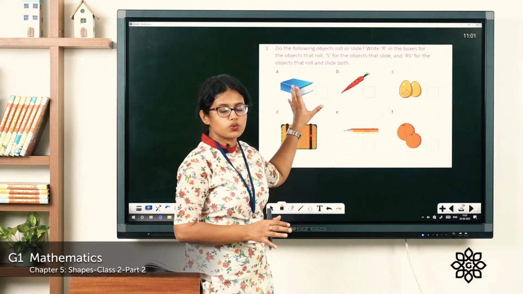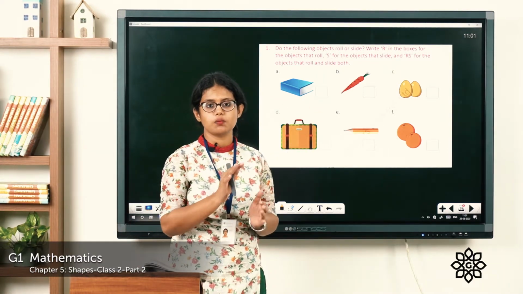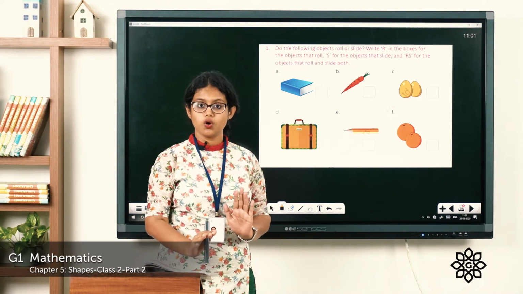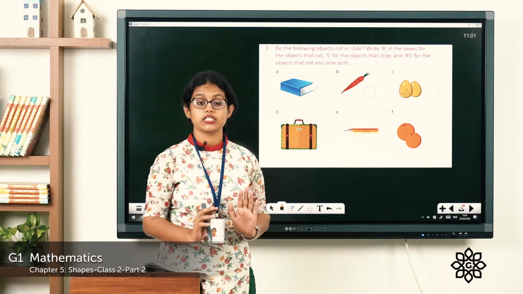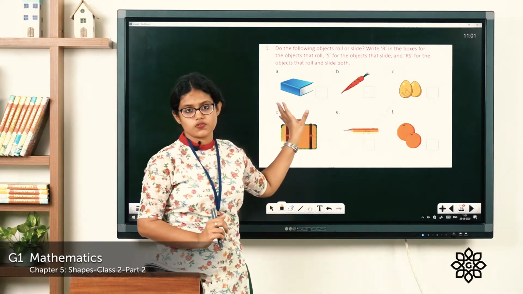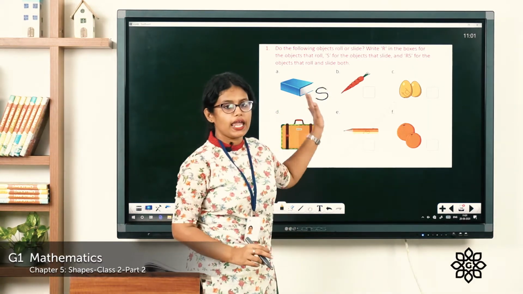Which object is this? This is a book. So what about a book? If you place a book on the table and you push it, will it roll or slide? It will always slide because it has a flat surface. So what is the answer? The answer is slide. So you can write it here S.